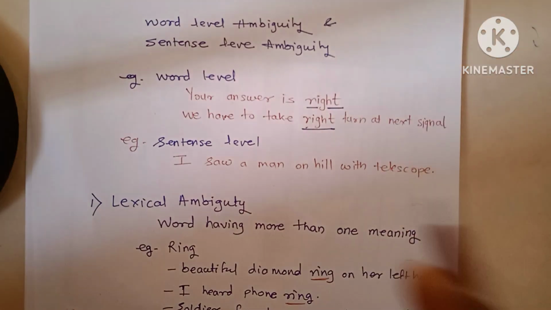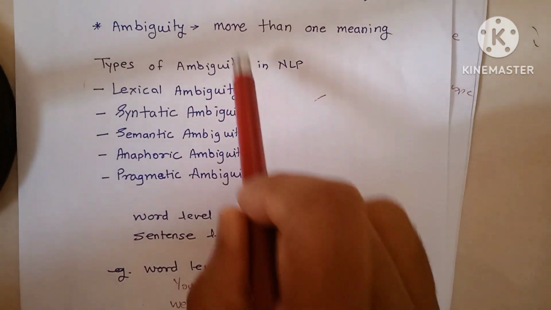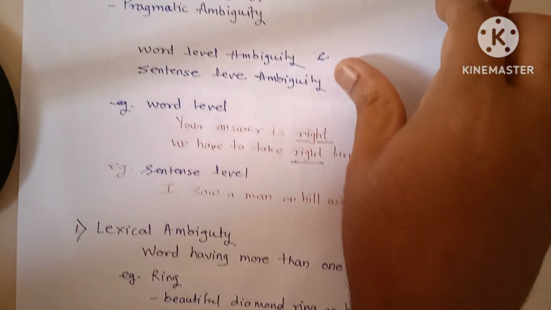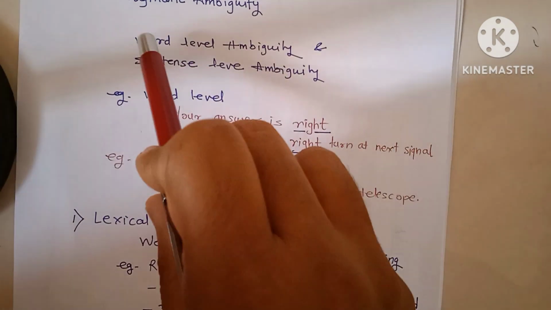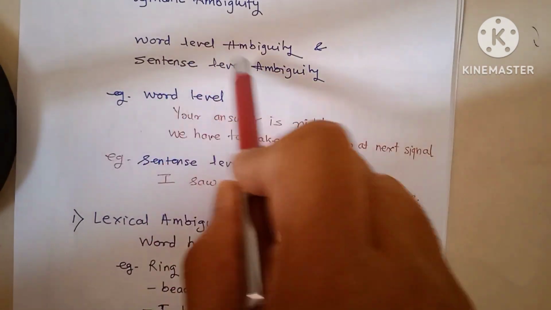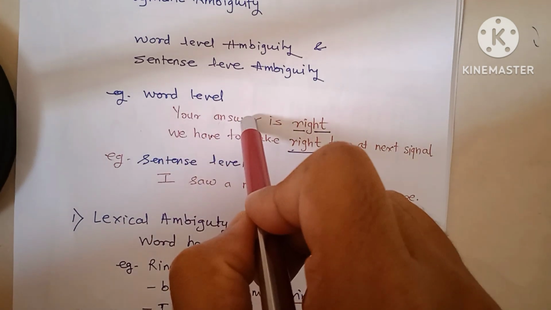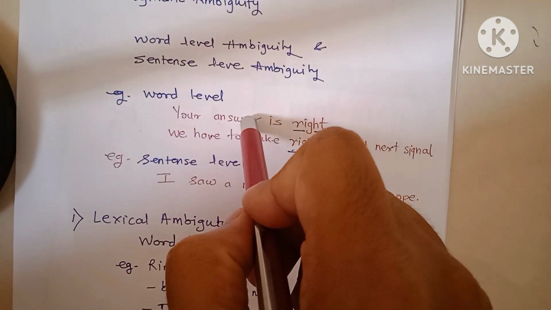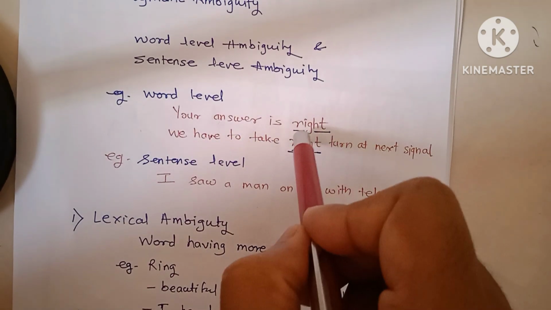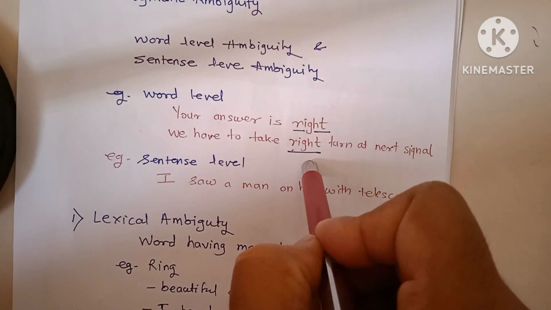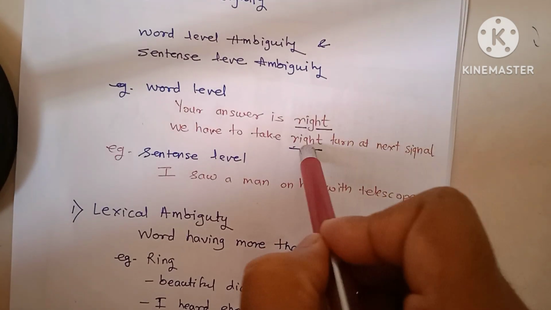Okay, so what ambiguity means, we have already seen: ambiguity means more than one meaning. So we have one example for that. There are two levels of ambiguity, one at the word level and another at the sentence level. For word level ambiguity, what kind of word should be there? In these two sentences, if you see, the word right is common in both sentences.